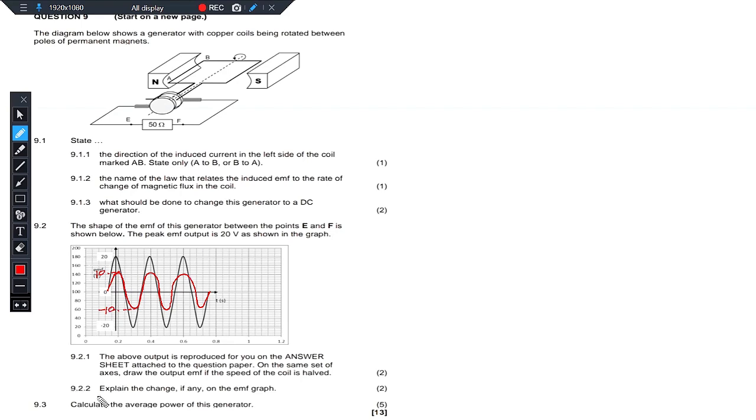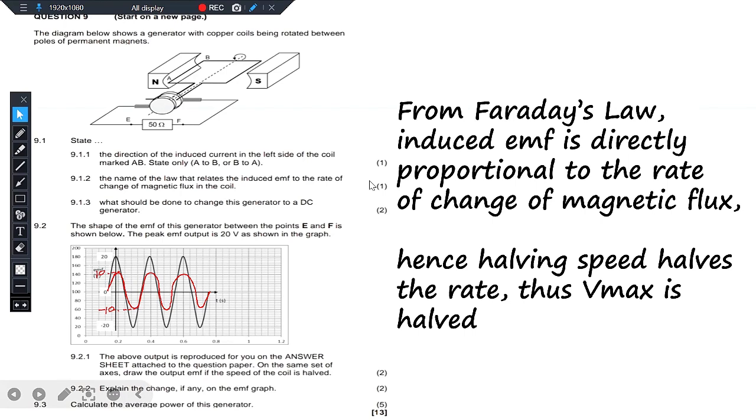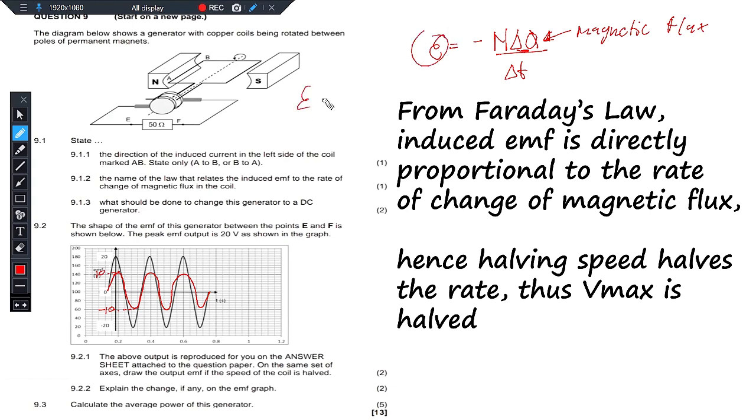Then 9.2.2, now they want us to explain the change, if any, on the EMF graph. We know that there was a change, so let's explain. From Faraday's law, induced EMF is directly proportional to the rate of change of magnetic flux. If you can still remember the formula, E equals negative N, change in phi over change in t. Now if we are halving the speed, this will decrease the magnetic flux. Since magnetic flux and EMF are directly proportional, a decrease in the magnetic flux should also result in a decrease in the EMF. Hence halving the speed halves the rate, thus Vmax is halved, from 20 to 10. I hope all that makes sense. Let's now proceed.